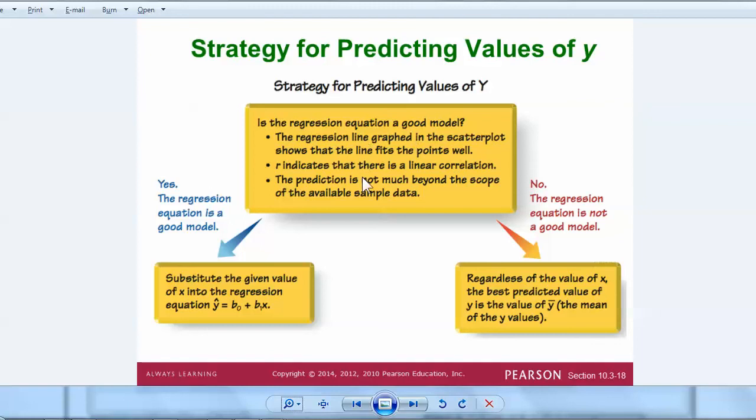So if any three of these points fail, the last one was the prediction is not much beyond the scope of the available data. So if we're trying to make a prediction that's way out there, then again we won't be able to use this model. Look at my other video, by the way, for the first one, because we did one where the scatter plot was a curve and it wasn't a line, in which case you'd be wanting to predict with the mean, and you wouldn't want to be using the regression line.